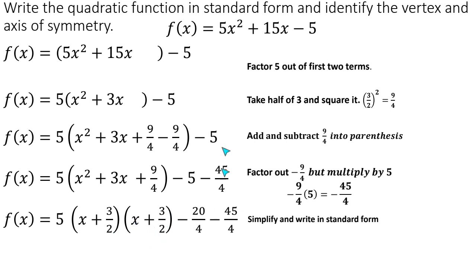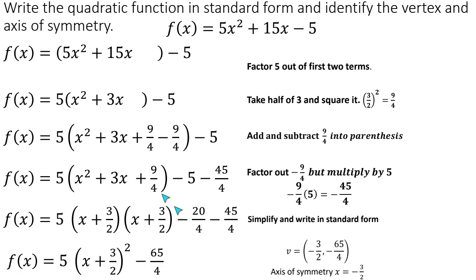On this side, we need to add negative 5 and negative 45/4. So common denominator would be 4. 5 times 4 is 20. So now I can go ahead and combine those. So negative 20 minus 45, negative 65/4. Okay, so x plus 3/2, we have 2 of them. We can write it as squared.